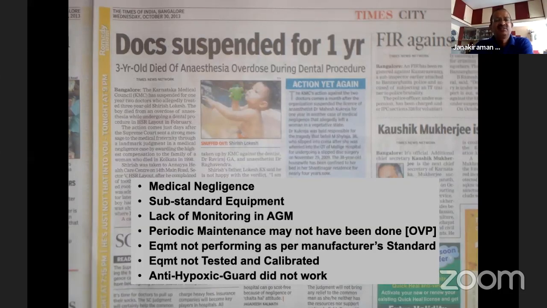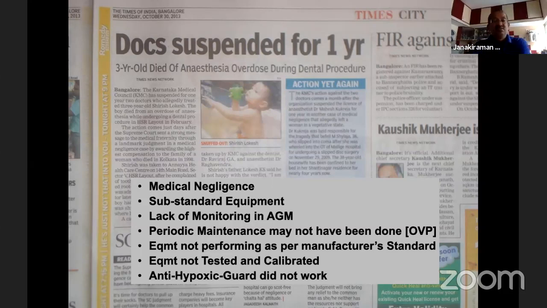Medical negligence, substandard equipment, lack of monitoring of oxygen, periodic maintenance would not have been done, equipment not performing according to manufacturer's standard, equipment not tested and calibrated, anti-hypoxic gauze did not work. Anti-hypoxic gauze is a device inside the anesthesia gas machine that ensures at any point of time the percentage of oxygen delivered to the patient is not less than 25%. So probably that did not work.